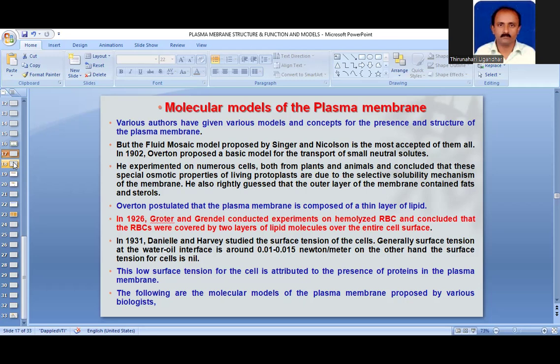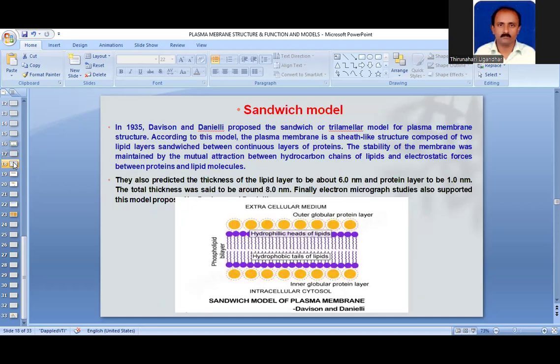In 1931, Danielli and Harvey studied the surface tension of the cells. Generally, the surface tension of a water-oil interface is around 0.01 to 0.15 newton per meter. For the cells, this low surface tension is attributed to the presence of proteins in the plasma membranes. The following are molecular models of the plasma membrane proposed by various biologists.